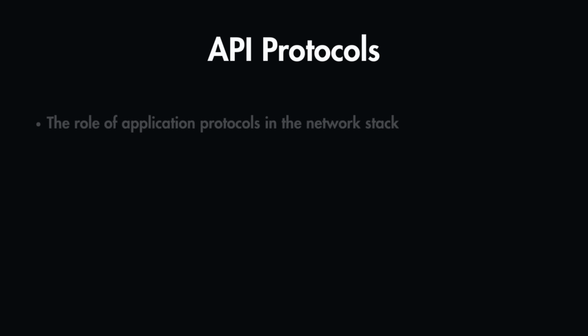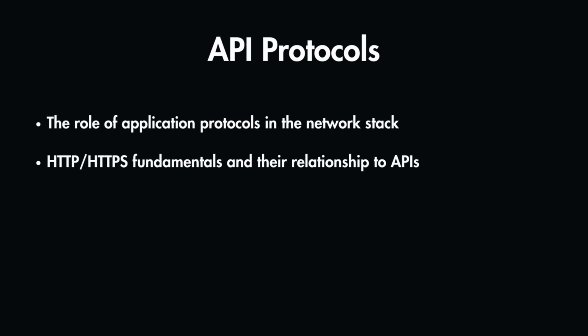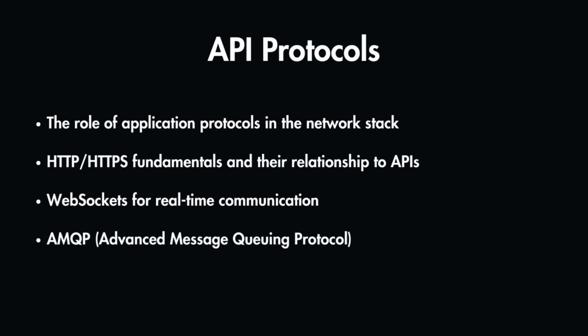That's why in this lesson we'll cover the role of API protocols in the network stack, the 2 fundamental protocols which are HTTP and HTTPS, and also their relationship to APIs. Also another common type of protocol, which is WebSocket for real-time communication. We'll also cover the Advanced Message Queuing Protocol, which is commonly used for asynchronous communication. And lastly, we'll cover gRPC, which is Google's remote procedure call, and it is also another common type of protocol used commonly within servers.